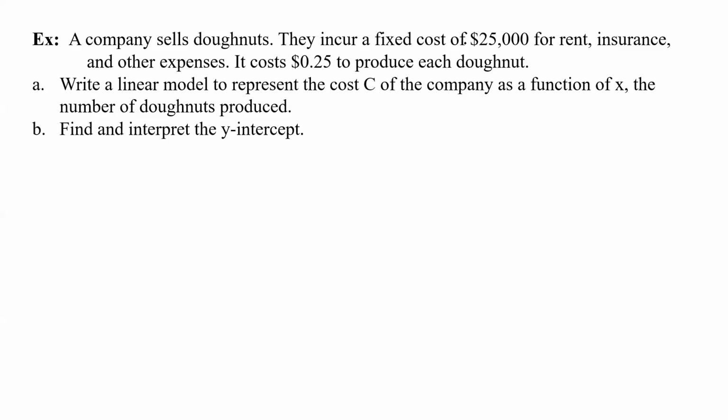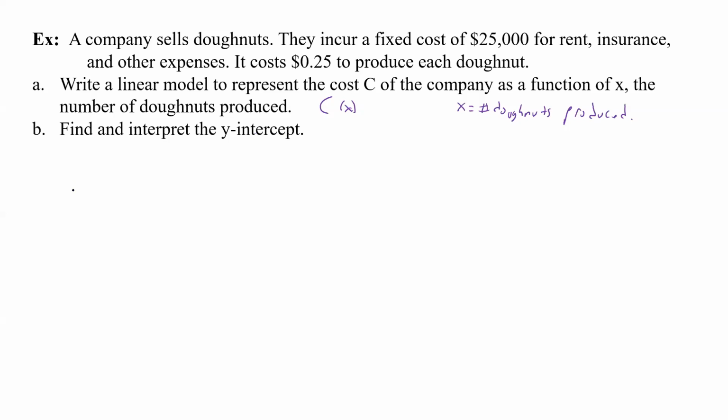So that means they want us to find some C of x as the function of x, the number of donuts produced. And so here, x equals number of donuts produced. Okay, so that's what we're looking for. And then in B, we want to find and interpret the y-intercept.